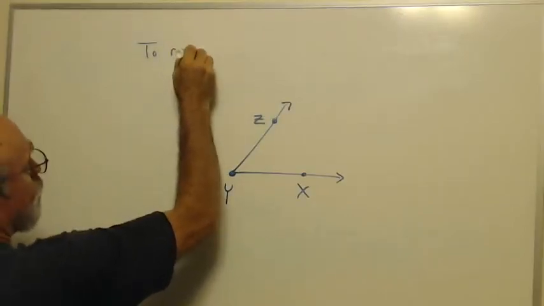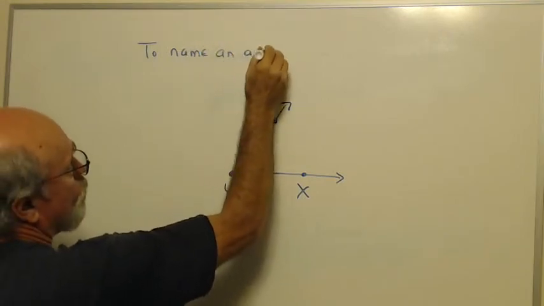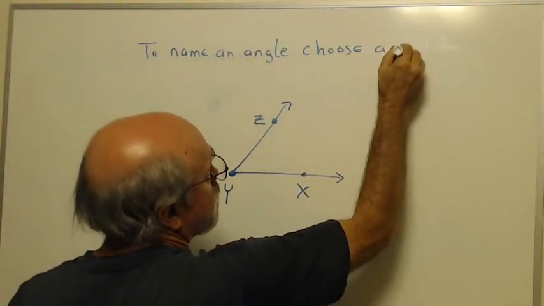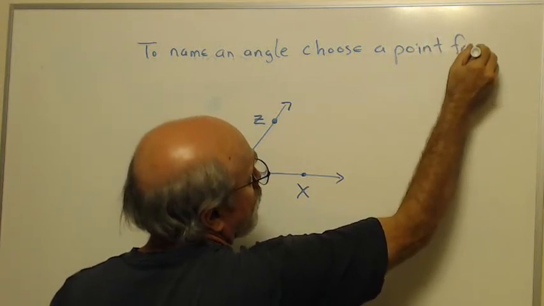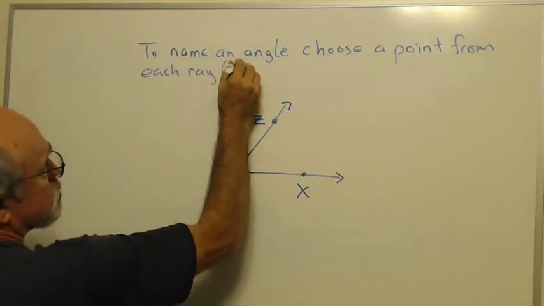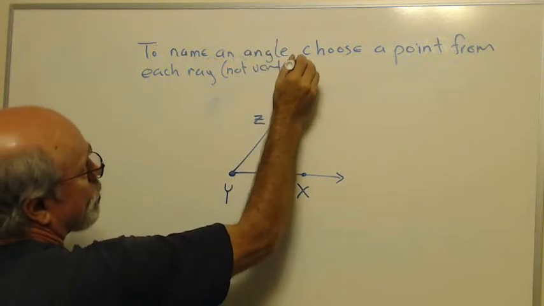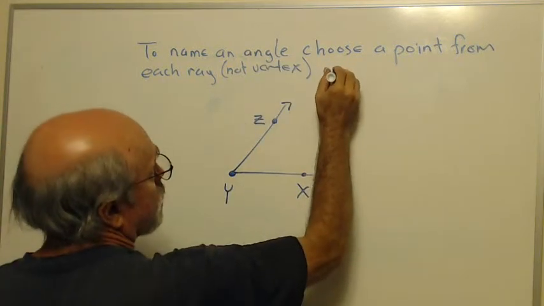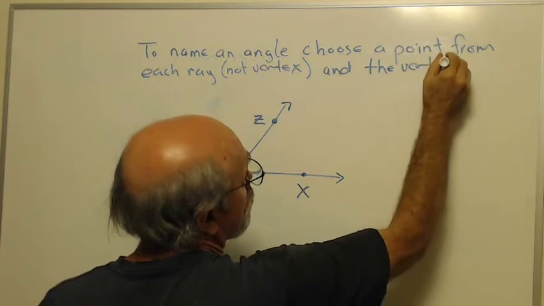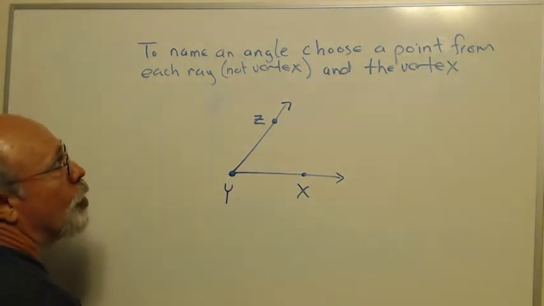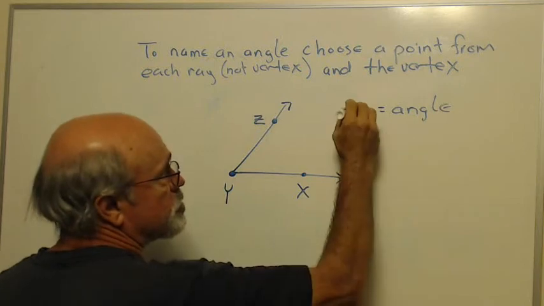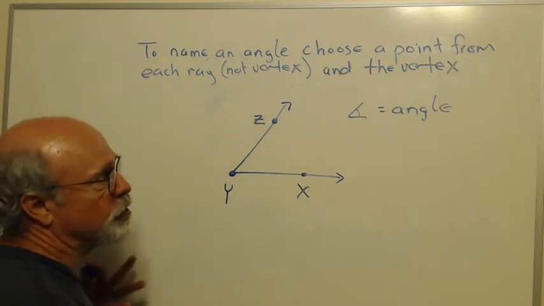To name an angle, choose a point from each ray, not the vertex, and the vertex. When we write this, this symbol, by the way, means angle. Sometimes you'll see it with a little mark across it, but that's just a difference in textbooks.